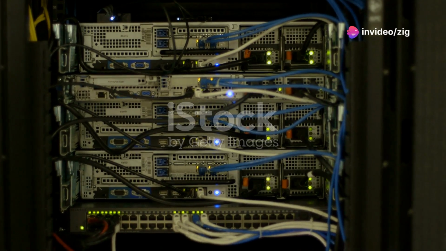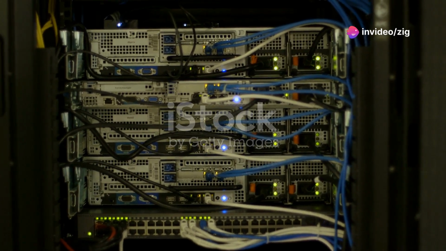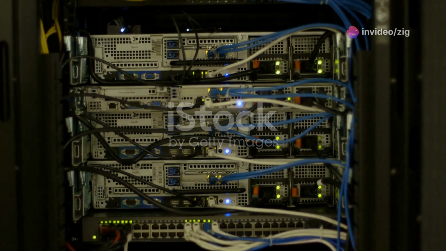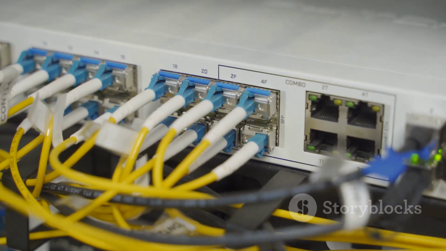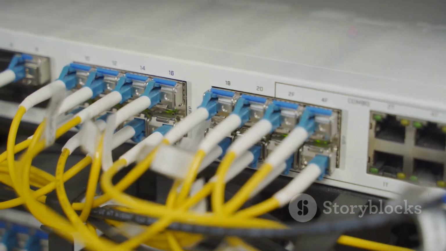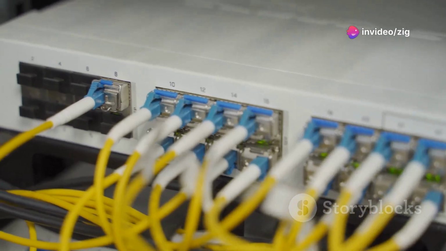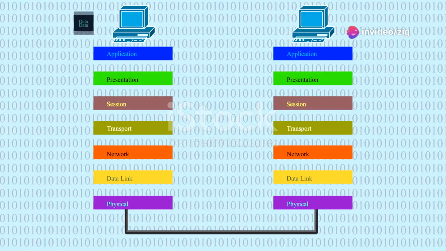Unpacking the OSI model from bits to applications. The OSI model, or Open Systems Interconnection model, is a conceptual framework used to understand and implement network protocols in 7 distinct layers. The OSI model is the more comprehensive of the two, consisting of 7 layers.